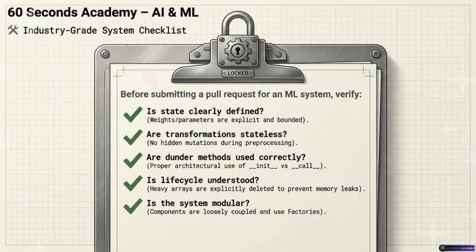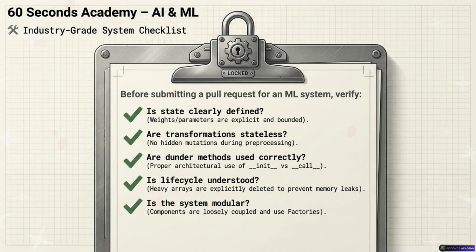We have a lock engineering checklist from the source material here. This is crucial to actually applying this. Ask yourself, is your state clearly defined? Are your transformations totally stateless? Are you using dunder methods correctly? Do you understand the life cycle of your objects? Is your system actually modular, or is it a script in a trench coat?